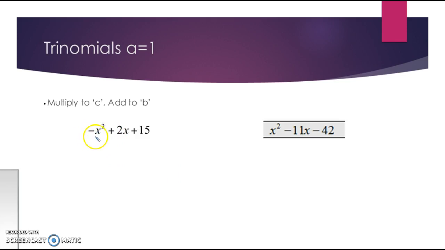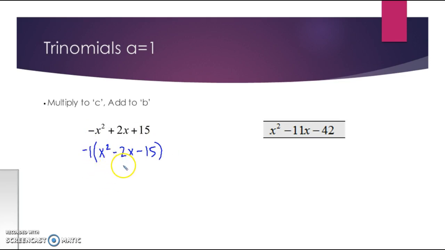So technically a is not 1, it's negative 1. But that's not that big of a deal because I can easily just take out a negative 1 from everything. So if I put a negative 1 out front, all I do is change the sign. So I have x squared minus 2x minus 15. Now I have a plain Jane trinomial. I just have to remember to keep that negative 1 out front.